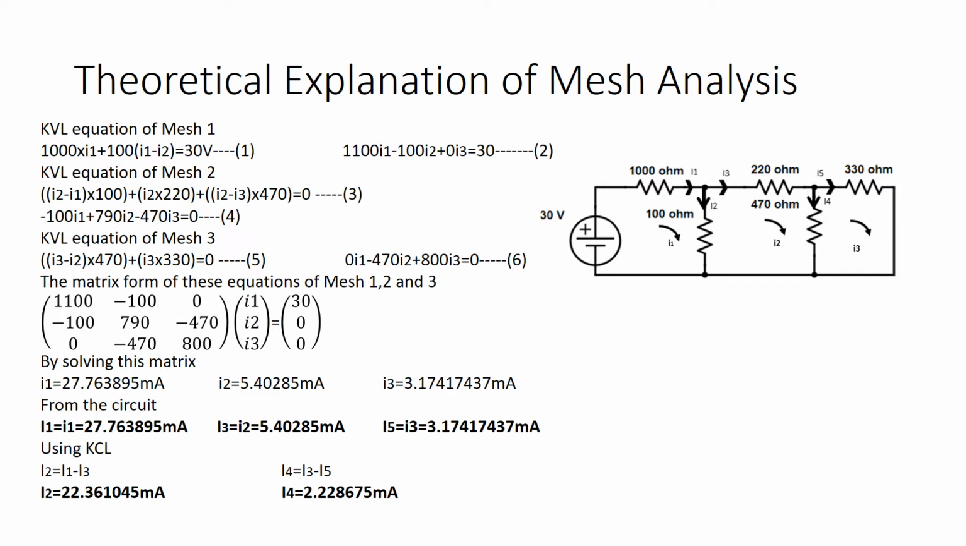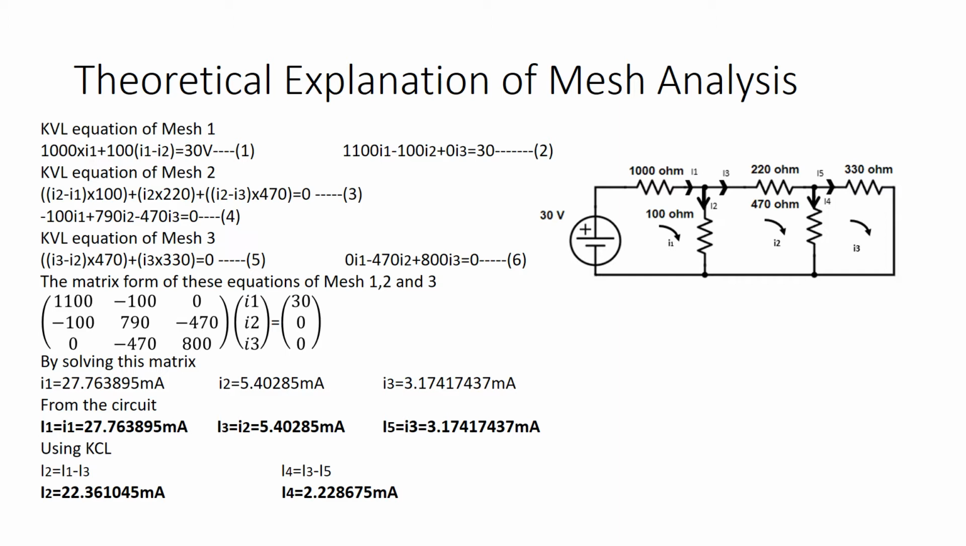That will be equal to the voltage. We only have a voltage supply in mesh 1, so only in row 1 we have the voltage value 30. By solving this matrix we will get the mesh currents small i1, small i2 and small i3. After we get the mesh currents, we can easily calculate the branch currents, that is capital I1, I2, I3, I4 and I5.